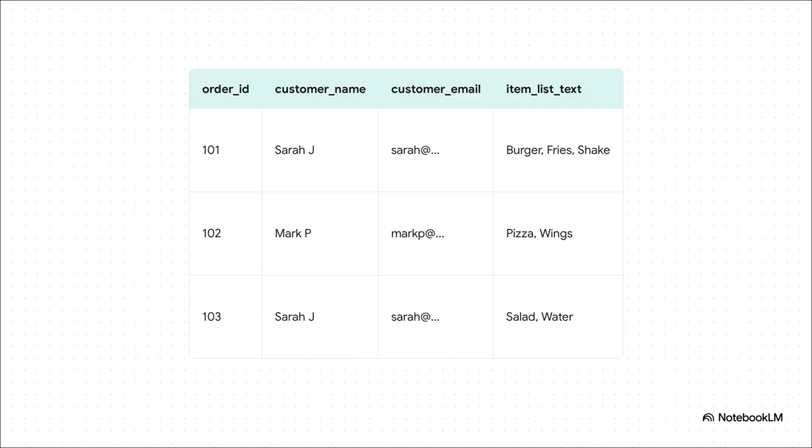And here it is, the beast itself. Just look at this thing. It's pure data chaos. Everything is just crammed together. You've got the same customer name, the same email, repeated over and over and over again for every single order. And that item_list_text column? Oh man, it's just a jumbled blob of text. This isn't just messy to look at, it is actively dangerous for the business.